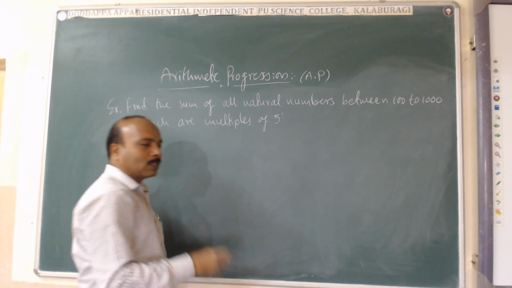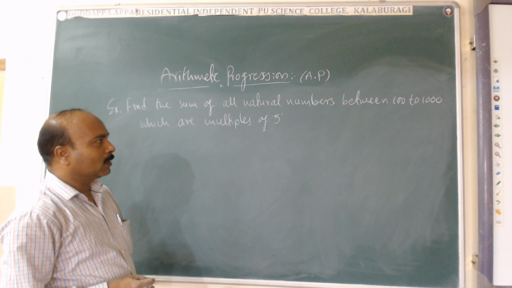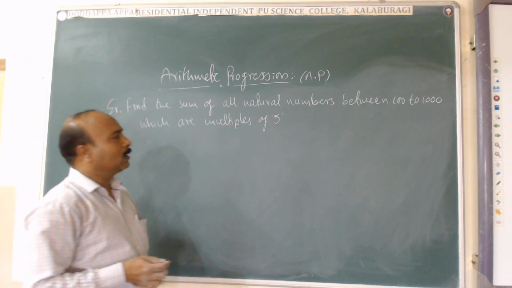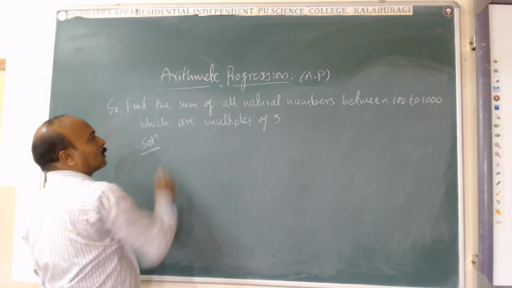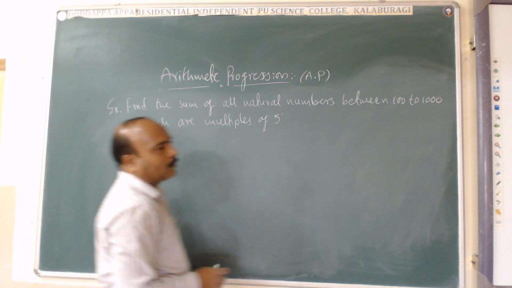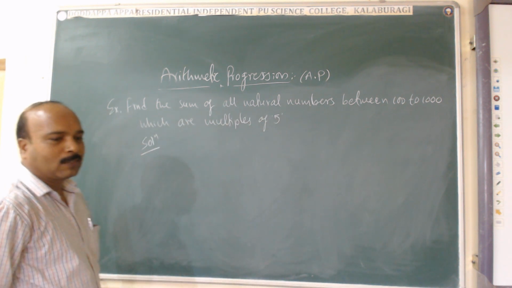Which are multiples of 5. Now first we choose the numbers. What are the numbers between 100 to 1000 which are multiples of 5? Solution. Between means after 100 and before 1000, we have to select the numbers which are multiples of 5.